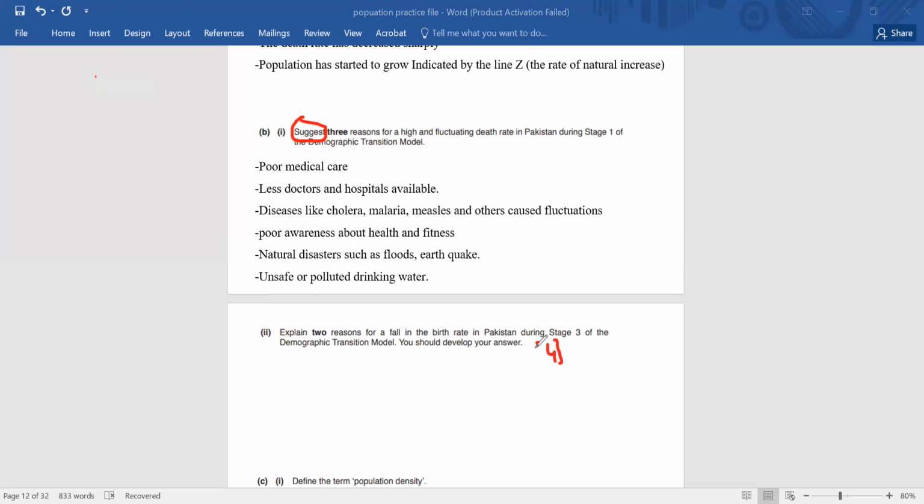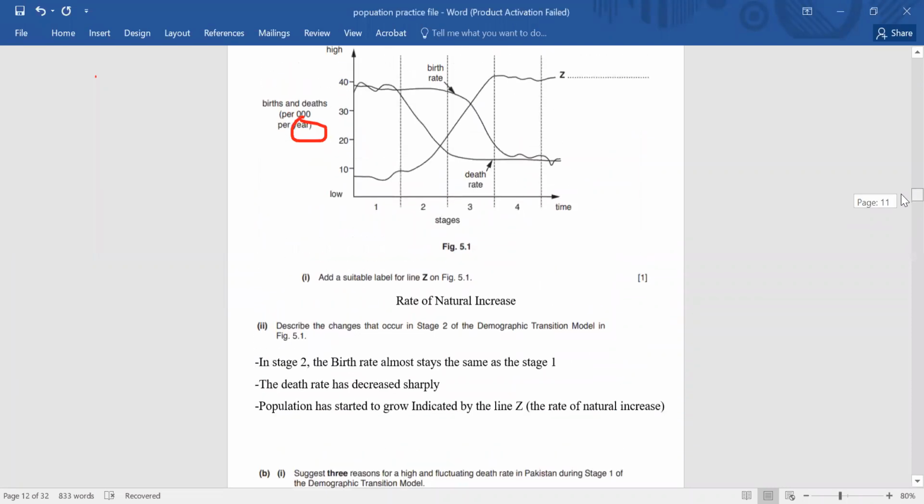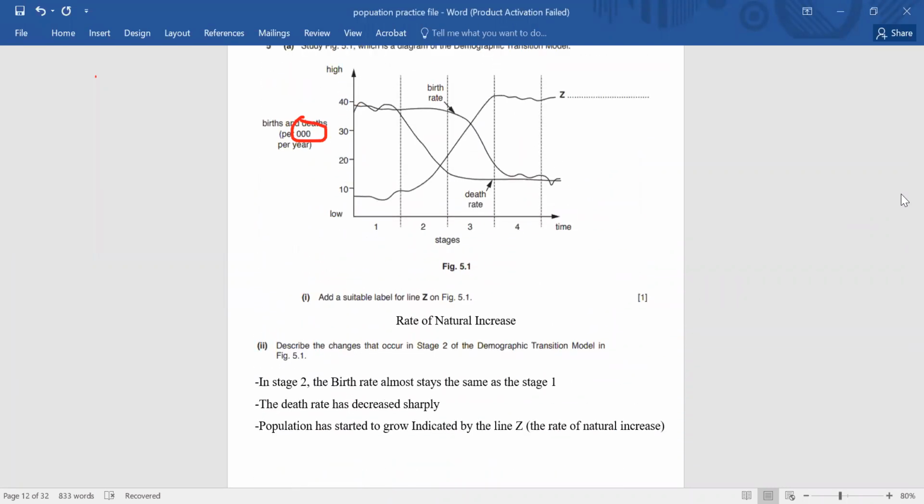Ali Burhan, please don't write beta. It's a 4-mark question. 2 marks are for reasons, 2 marks are for explanation. So it's like a 2 plus 2 equation that you have to work on. Explain 2 reasons for a fall in birth rate. Here is the birth rate. He says these falls you see are in the third quadrant, or the third phase. Explain the 2 reasons.